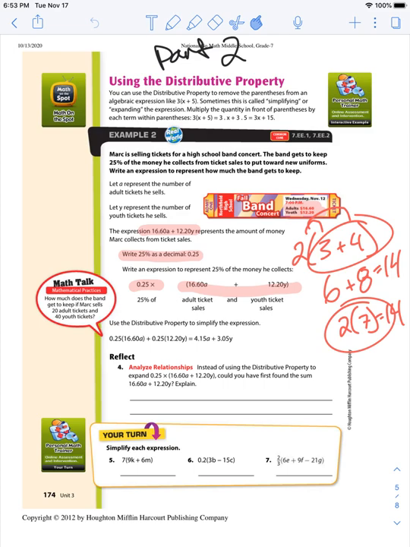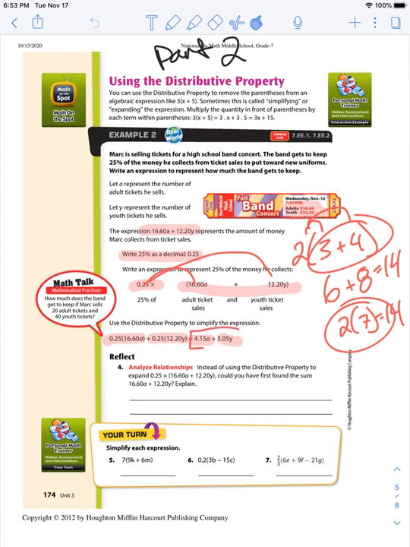We're going to have multiple terms in our expression answer. So 0.25 times 16.6a plus 0.25 times 12.2y. So we distributed that 0.25 to both the 16.6a and the 12.2y. Multiply it out. You can definitely use a calculator here. 0.25 times 16.6 is going to be 4.15, so that's 4.15a. And then 0.25 times 12.2 is going to be 3.05, so 3.05y.